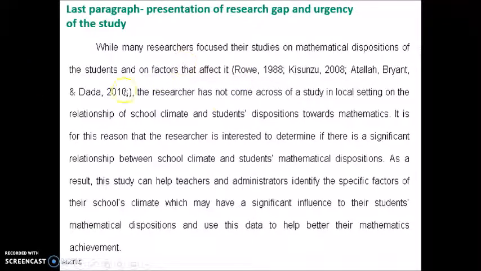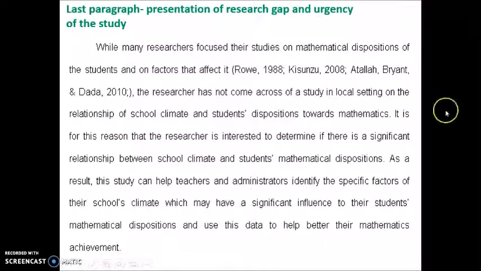And so, hindi pwede na sinabi mo dito, many researchers, tapos ang ilalagay mo isa lang. Hindi pwede kasi ang sabi mo many. So, you should support that claim. So, ang sabi dito, marami ng studies about mathematical dispositions, pero the researcher has not come across of a study in the local setting on the relationship of school climate and students' dispositions towards mathematics. Sabi niya, marami na research about mathematical disposition, pero wala pang research in the local setting about the relationship of school climate and mathematical disposition.